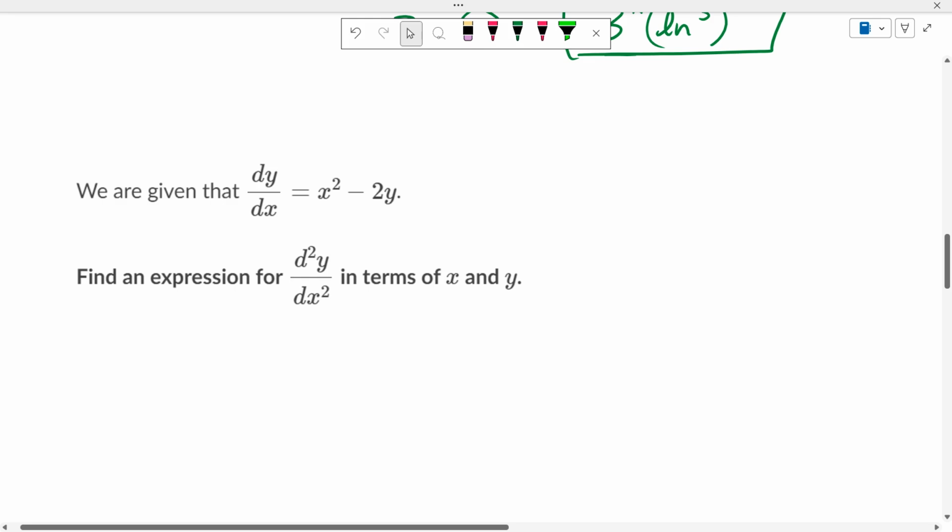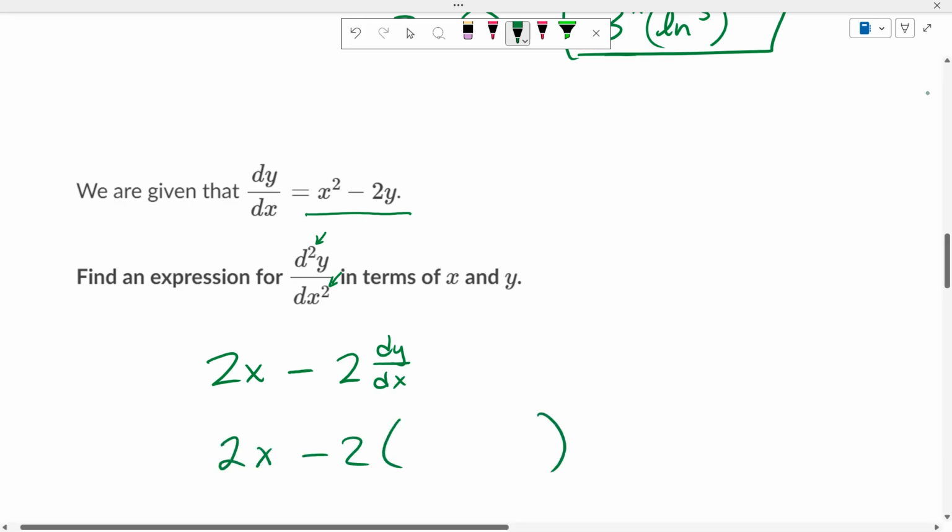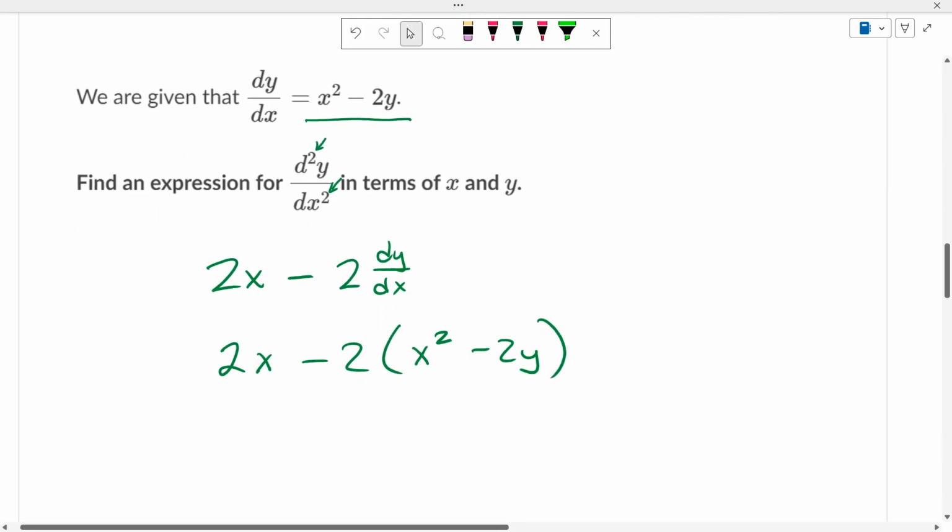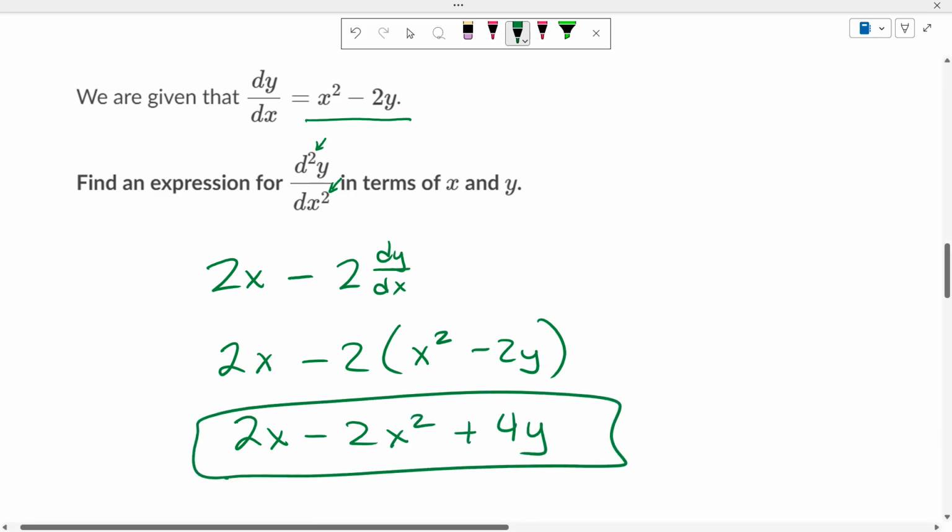We are given that dy/dx equals that. What's the second derivative of that? This is the first derivative. 2x, and then d squared y over dx squared. So what's the second derivative of this? 2x minus 2 dy/dx, right? Yeah. But we're not done. Since we know what dy/dx is, we substitute that in. So it's 2x minus 2x squared plus 4y. That's the second derivative.